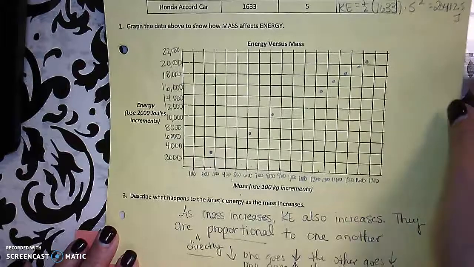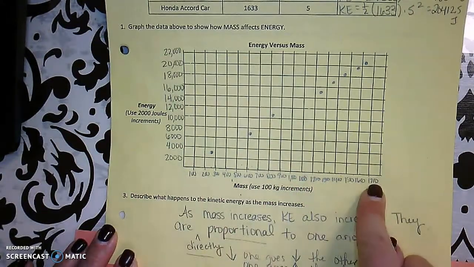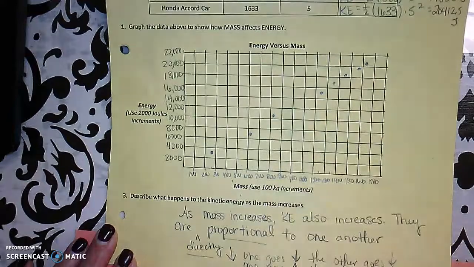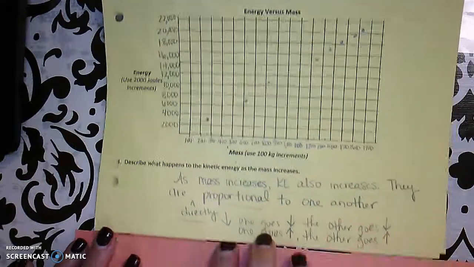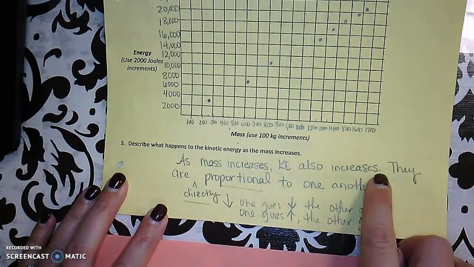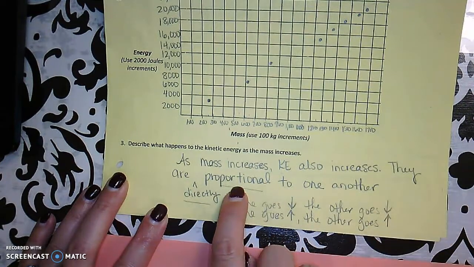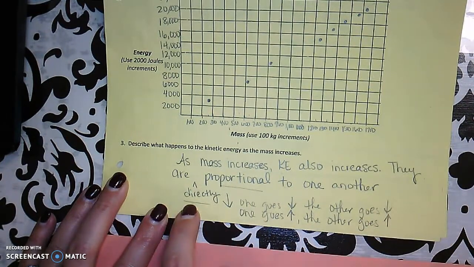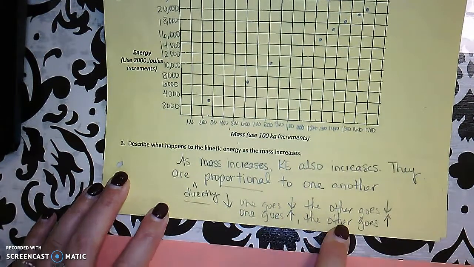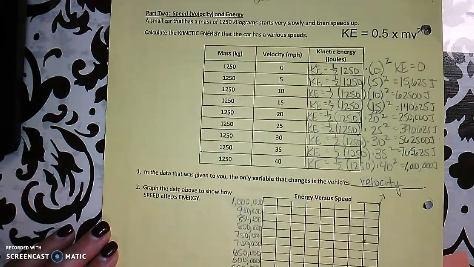Then you would create this graph labeling the x and y axis. When you plot your points, you see that they are linear. And so you would see that as mass increases, kinetic energy also increases. They are proportional to one another. They are directly proportional, actually. As one decreases, the other goes down. As one increases, the other goes up.